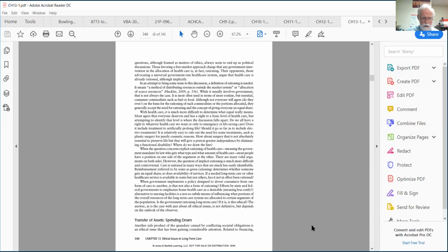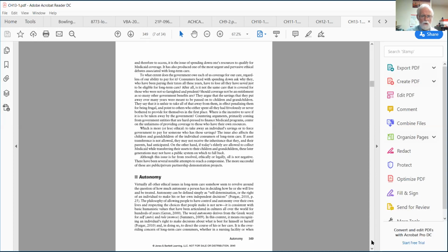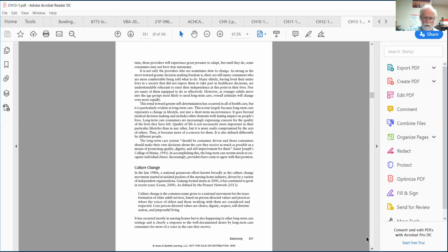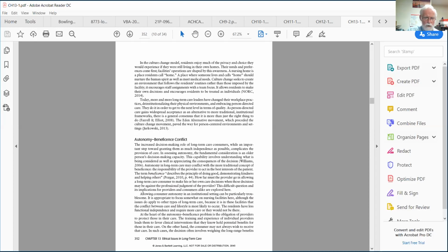The ethics of spending down are something that bother me a great deal, because it's a way of stripping assets away from not just the person who has them, but from their family as well, who have been taking care of them for years possibly. So this chapter, of course, is a pretty important one.